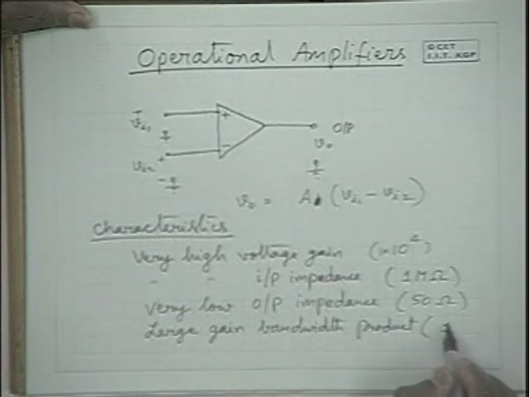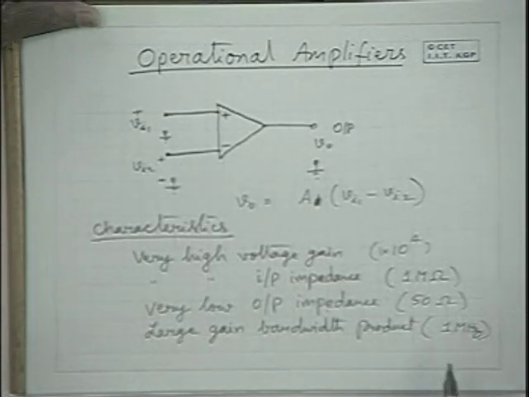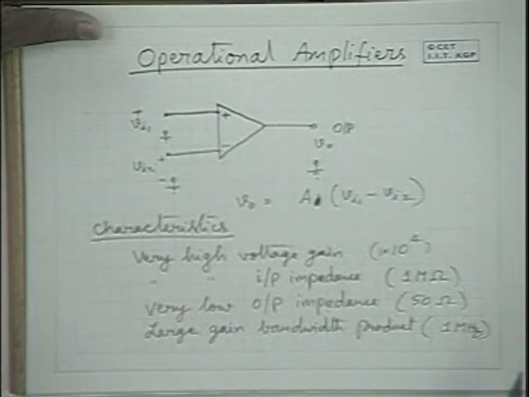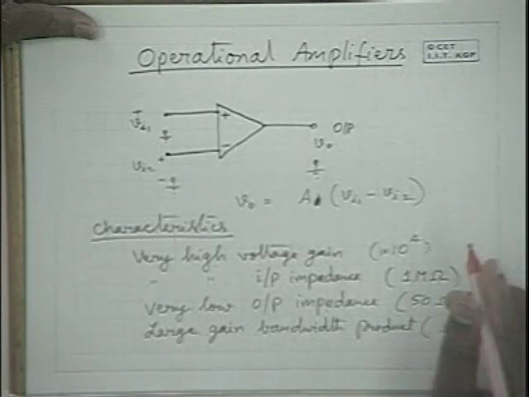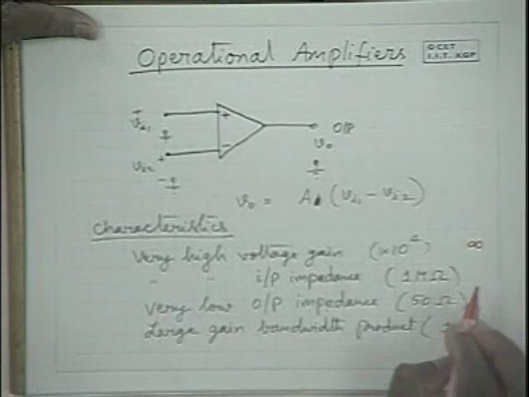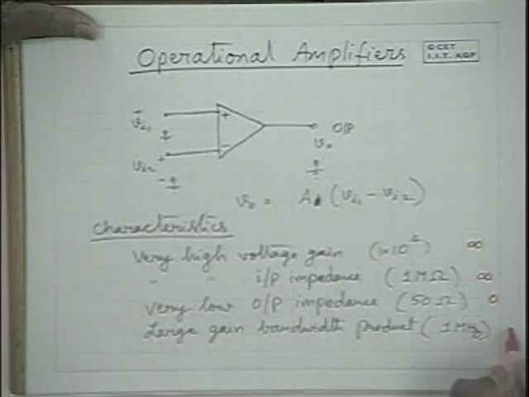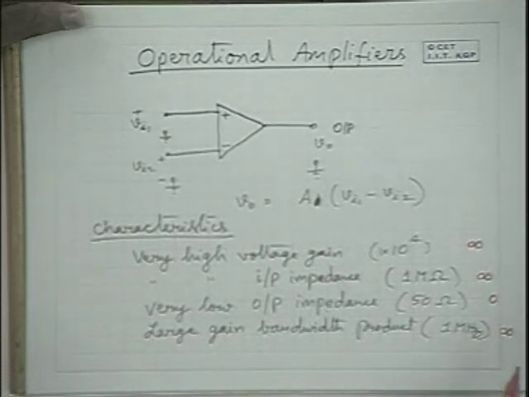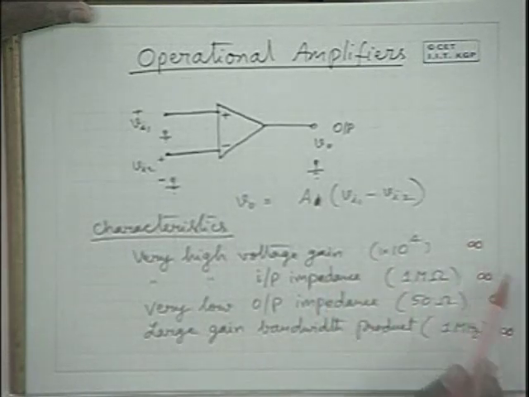It is of the order of 1 megahertz in the case of operational amplifiers like 741, and today there are operational amplifiers available with bandwidth which is of the order of 1 gigahertz. Ideally, we want the voltage gain to be infinity, input impedance to be infinity, output impedance to be 0, and gain bandwidth product to be infinity. But practical circuits do provide something much lower than this.